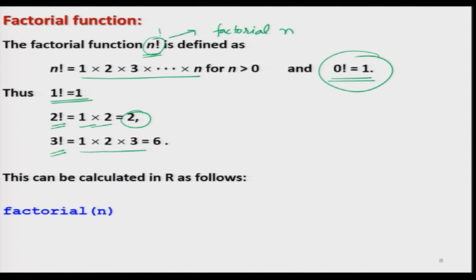As the number increases, the value of factorial n also becomes larger. In R, the factorial function can be computed using the function factorial, F-A-C-T-O-R-I-A-L, and inside the parentheses you write the number for which you want to compute the factorial. So I am writing in general factorial n, where n is inside the parentheses.